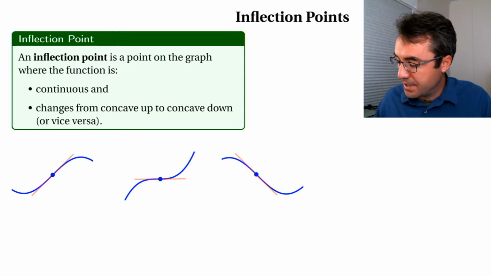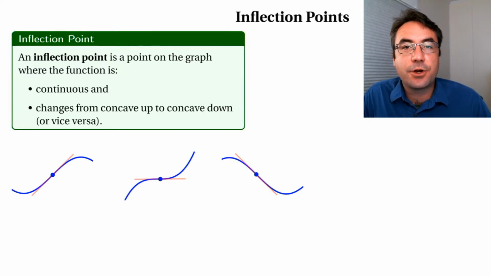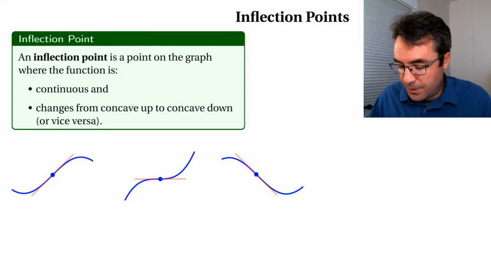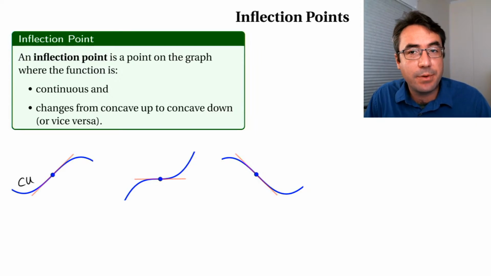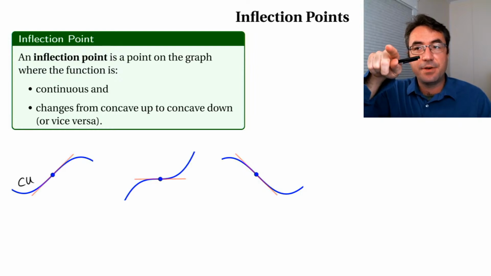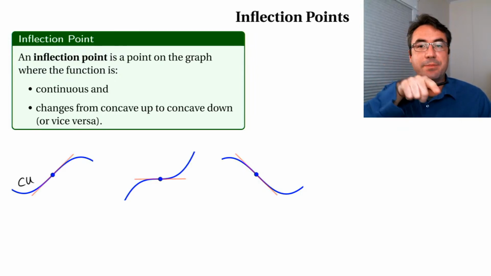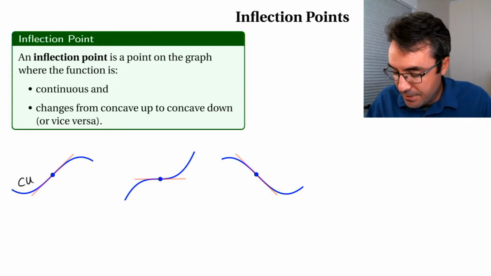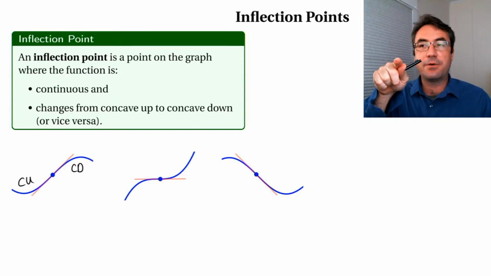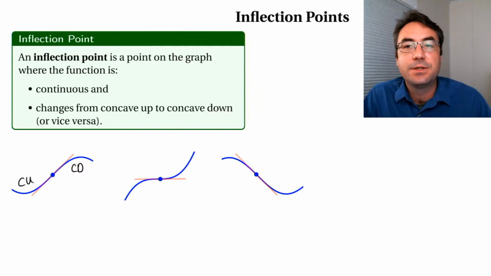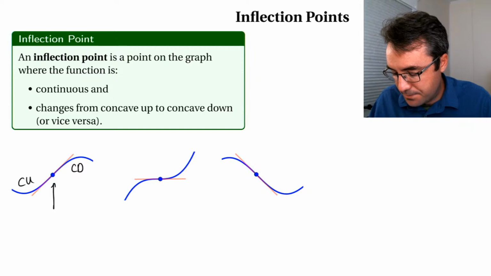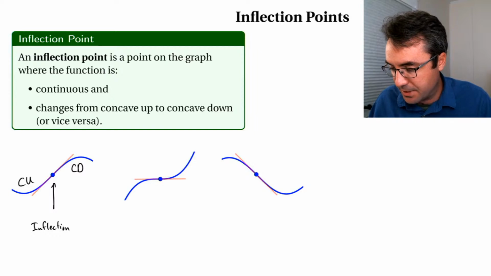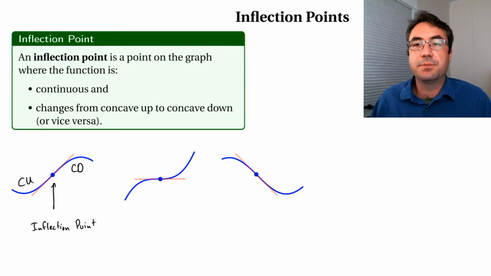So let's just look at a few examples here. In the curve there to the left, we see that in this section of our graph, we have a concave up shape. So it has that U shape there. In this section over here, we have that frowning shape, that upside down U. So that's concave down. And then right there in the middle, that's our inflection point. So right where it switches from concave up to concave down, that's our inflection point.